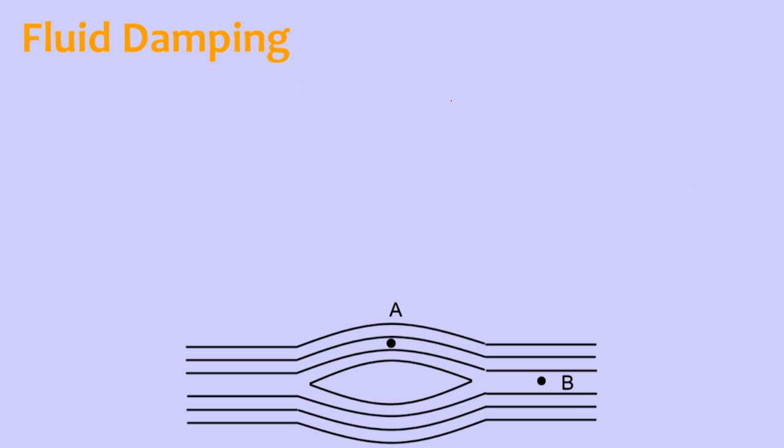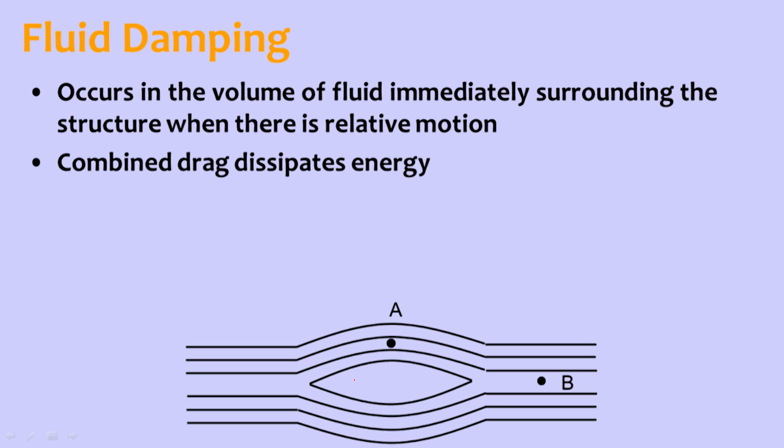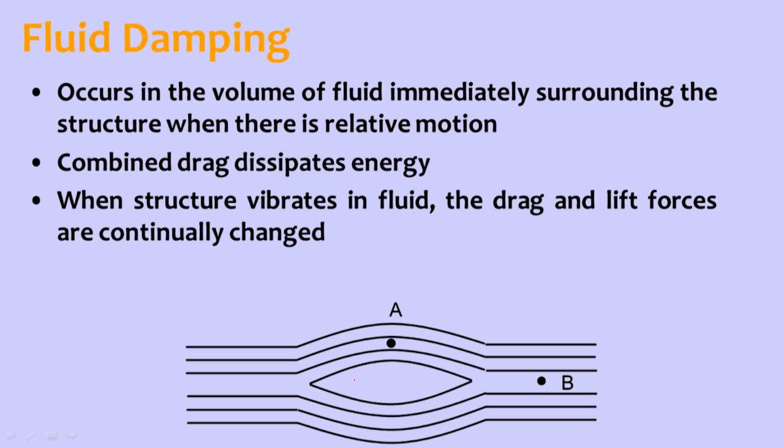And then damping is present in fluid systems also. It occurs in the volume of fluid immediately surrounding the structure. That is fluid damping. It is usually in the form of friction between the layers of the water and the body.